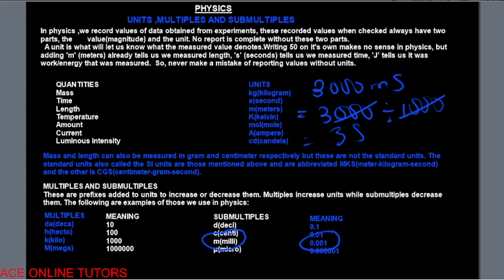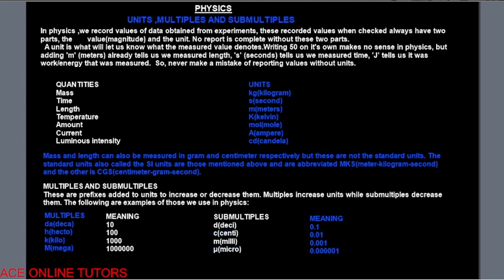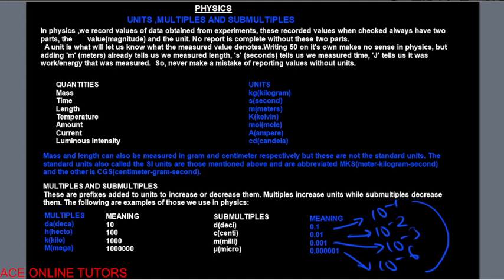While micro just means that you are multiplying by 0.000001, or you are dividing by 1 million. So other ways of writing this, instead of writing this, you can say this is 10 raised power minus 1, this is 10 raised power minus 2, this is 10 raised power minus 3, and this last one is 10 raised power minus 6. So those are the other ways that you could have written them. You see that it somehow corresponds with what we have here. The first one is 10 raised power 1, the second one is 10 raised power 2, the third one is 10 raised power 3, and the last one is 10 raised power 6.